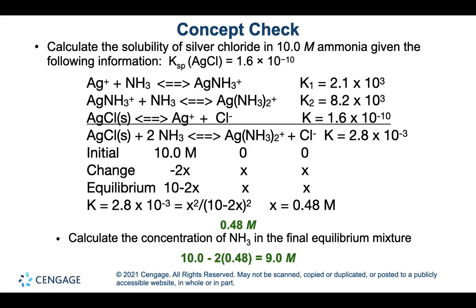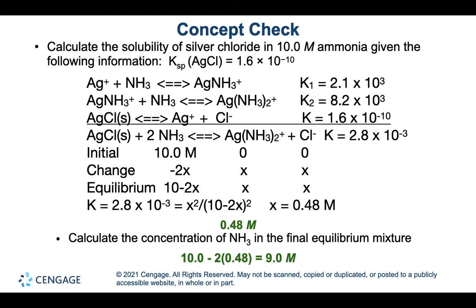You get AgCl solid plus 2NH3 in equilibrium with Ag(NH3)2+ plus Cl-. This is actually the equilibrium we're interested in analyzing, because we are trying to find out how the ammonia dissolves the silver chloride to make the complex ion and the chloride. Now remember, if these three reactions add together to get this equilibrium, then we multiply their K values. So we take the 2.1 times 10 to the third, the 8.2 times 10 to the third, and the 1.6 times 10 to the minus 10, and we get a K value of 2.8 times 10 to the minus 3.